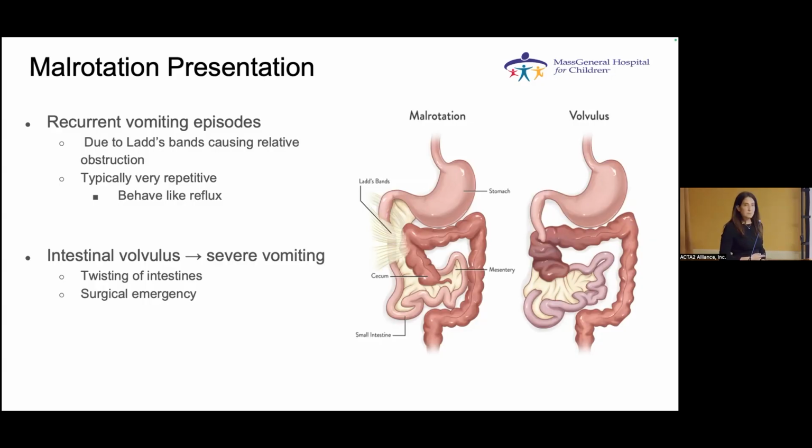However, it can also present with something called intestinal volvulus, which presents as very severe vomiting. What happens here is you can see the colon will twist around the small intestines. You can lose the blood supply and the oxygen to the intestines, which can lead to very severe consequences. And this is a surgical emergency. The patient will present with very severe vomiting. Often it could be bilious, meaning that it's yellow or green, and they can get very distended and ill. So in these situations, we certainly want to intervene quickly.